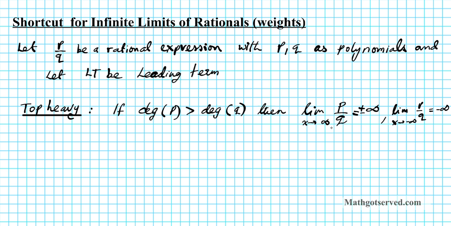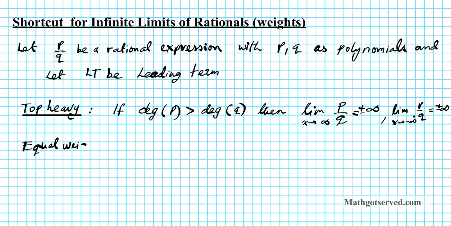So if you're going to infinity, it could be plus or minus infinity. If you're going to negative infinity, it could be plus or minus infinity. So it really depends on what the problem looks like. You just have to keep in mind that when you have a top-heavy rational expression, it's going to be plus or minus infinity. So this shortcut doesn't tell you exactly what the answer is going to be, but it gives you an idea of what it could possibly be. I'll show you how to work out the problem, but you're going to end up with one of these two answers, okay?